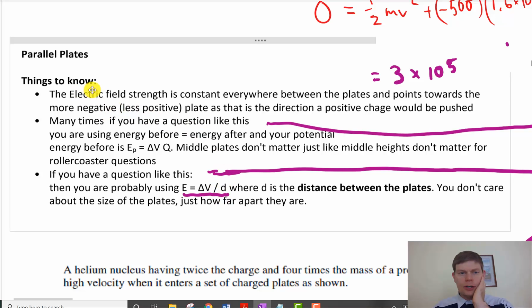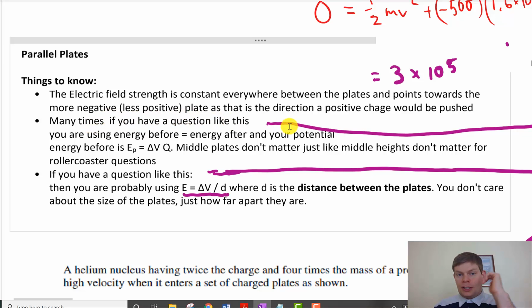So let's go through the three things I've written. Electric field strength is constant everywhere between the plates and points towards the more negative or less positive plate. Because remember, electric field strength always points in the direction positive charge will be pushed, and it'll be pushed either towards the more negative or less positive thing.